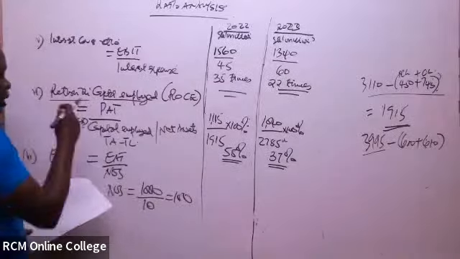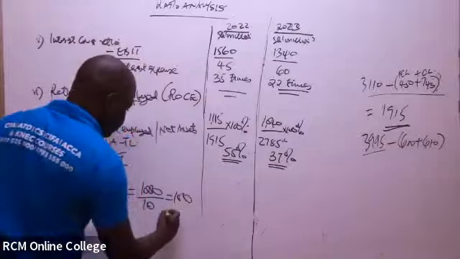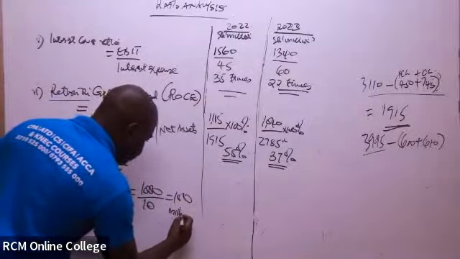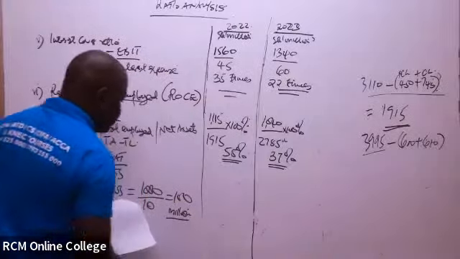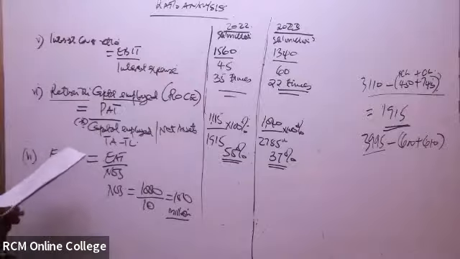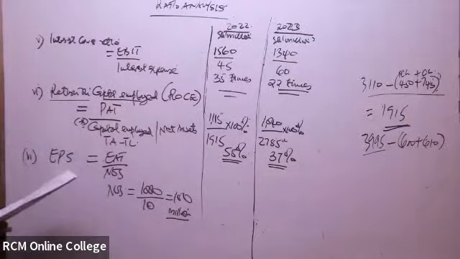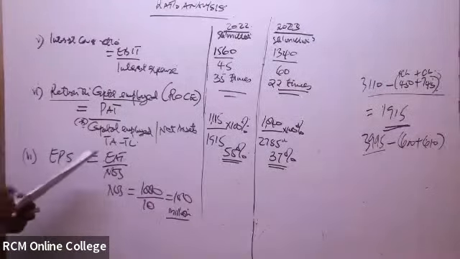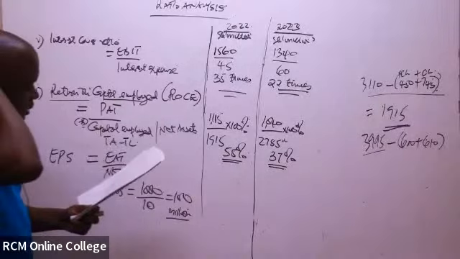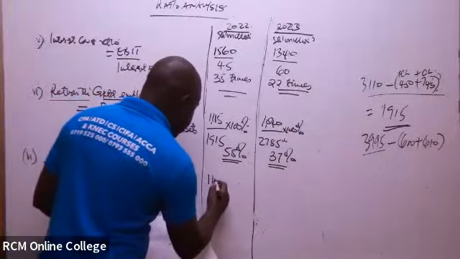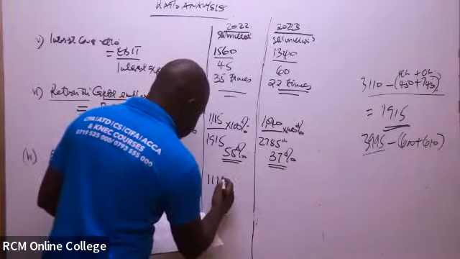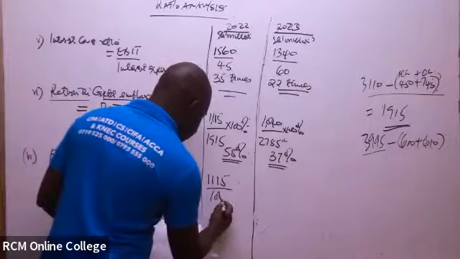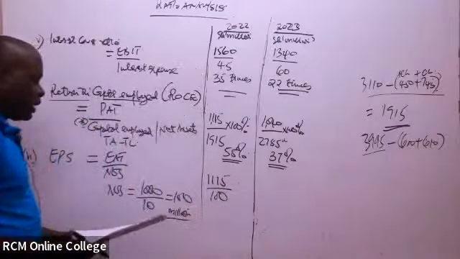Remember, we are talking about millions, so it will be 100 million. The number of ordinary shares in this case is 100 million. Then our earnings after tax, the profit after tax, here we have 1115. So we divide by 100.